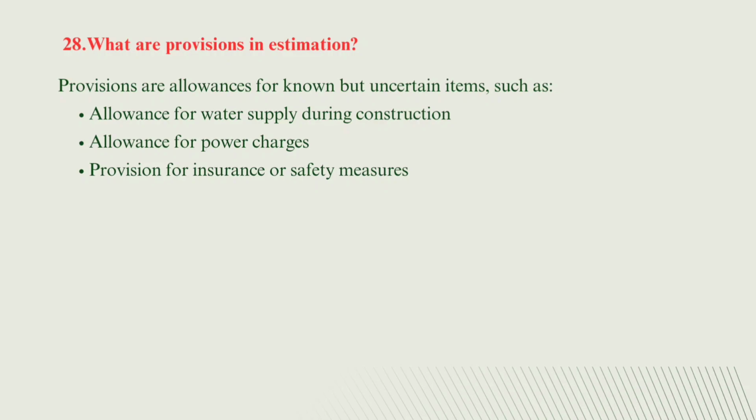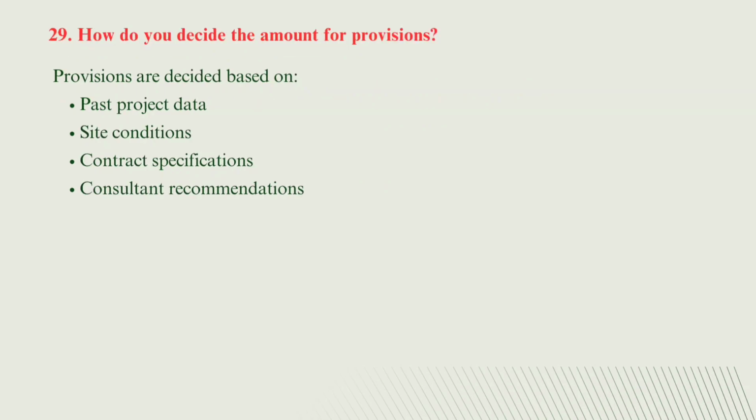Next question, what are the provisions in the estimations? Provisions are allowances for known but uncertain items such as allowance for water supply during construction, allowance for power charges, and provision for insurance or safety measures. Now the next question, how do you decide the amount of provisions? Provisions are decided based on past project data, then site conditions, contract specifications, and consultant recommendations.